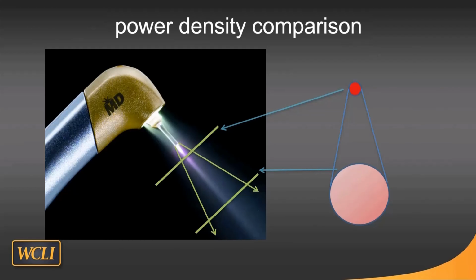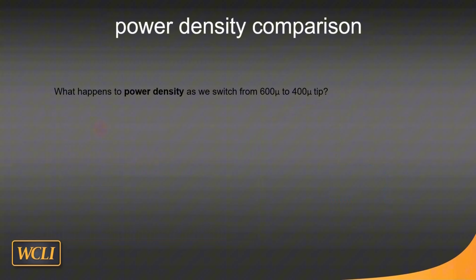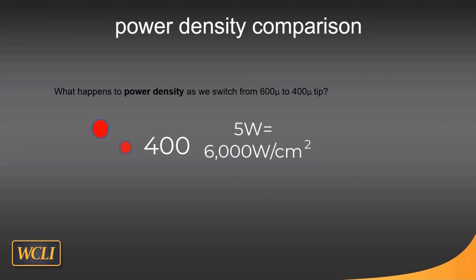Another example of how the spot size or the size of the tip can change the amount of energy or the amount of power that you're using is in this example. In both of these examples, we have 5 watts going through, so the laser power is 5 watts. But the power density is different. You see a 400 micron tip, and there is a tip called an MT4, which is 400 microns in diameter. So 5 watts right at that tip would be about 6,000 watts per centimeter squared.